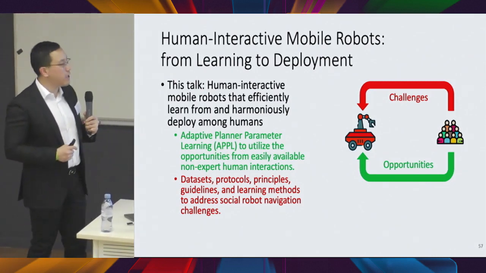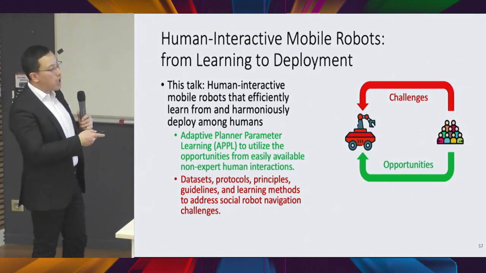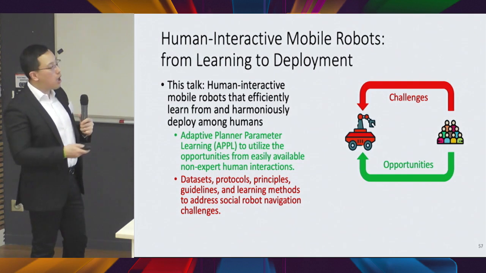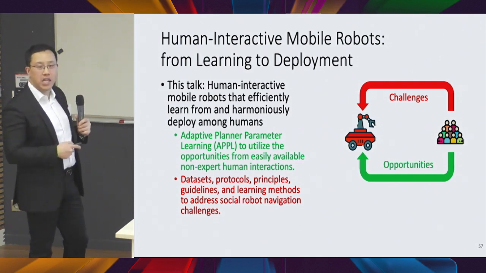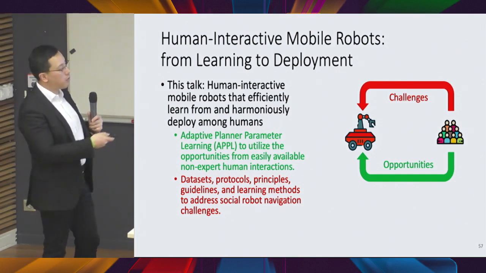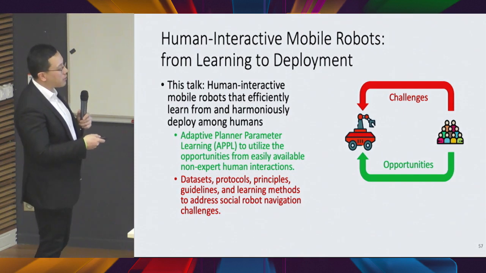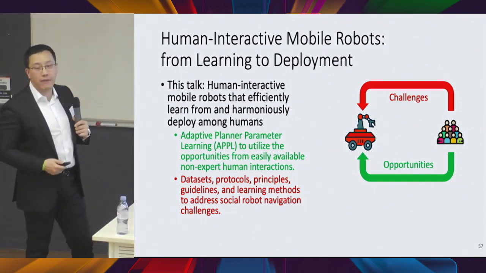So just to recap, we talked about both challenges and opportunities caused by non-expert humans in the wild on mobile robot performance. We utilize Apple so that those very easily available non-expert interactions can be leveraged to improve robot performance. And we talked about datasets, protocols, principles, guidelines, and learning methods to address social robot navigation challenges.